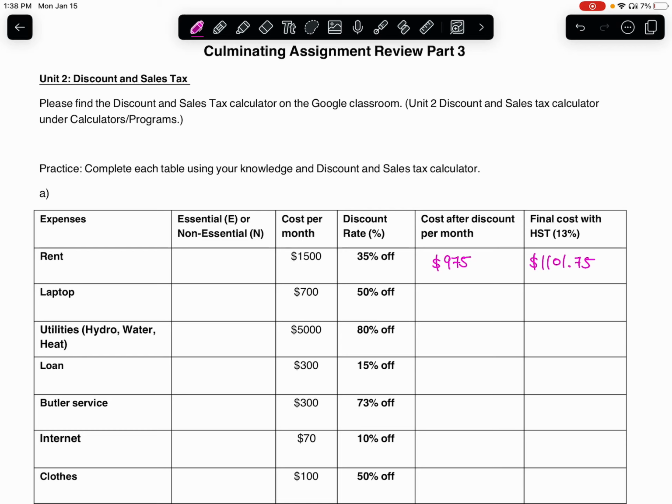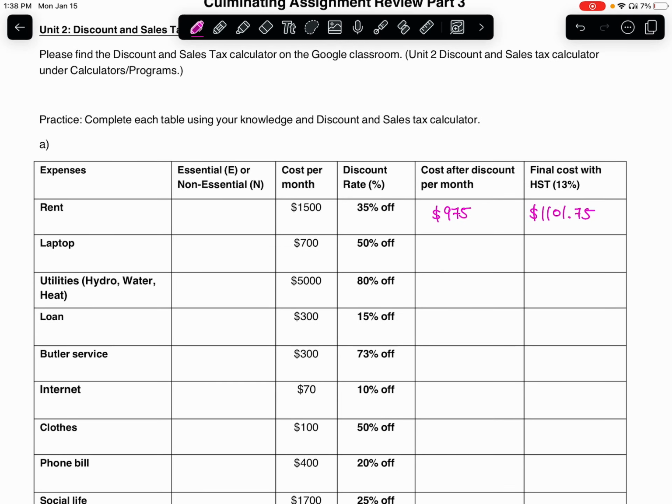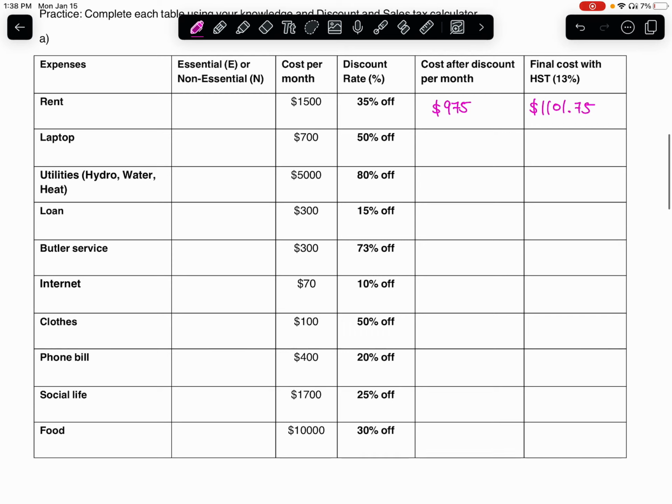Loan could be either, because when you borrow, you have to pay it back. So it could be sometimes essential and sometimes non-essential, depending on how it is used. Butler service, obviously, it is not, right? It is nice to have, but you really don't need that. Okay, internet, obviously it's not. Clothes, yes, it's essential. Phone bill is not. Social life, well, it's good to have, but if you don't, that's fine. You will still survive. So it is non-essential. Food, well, good luck surviving without food, right? So it is then essential.